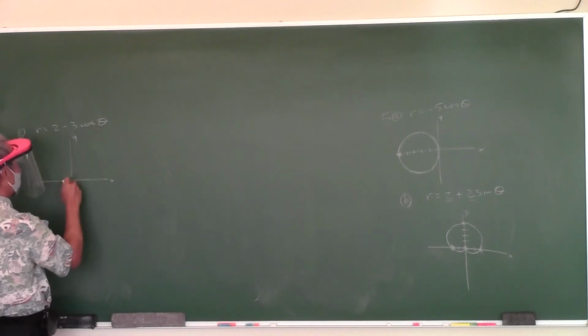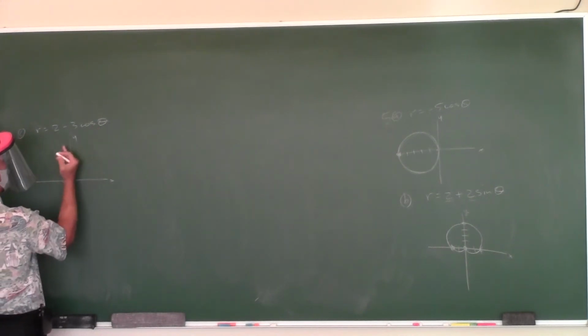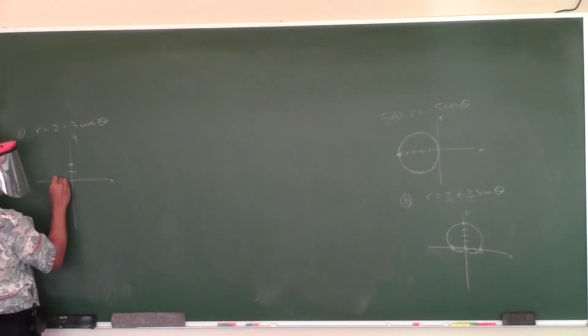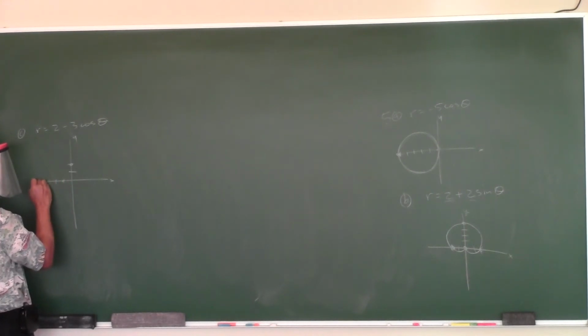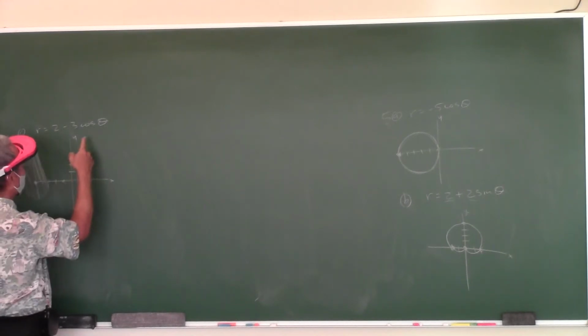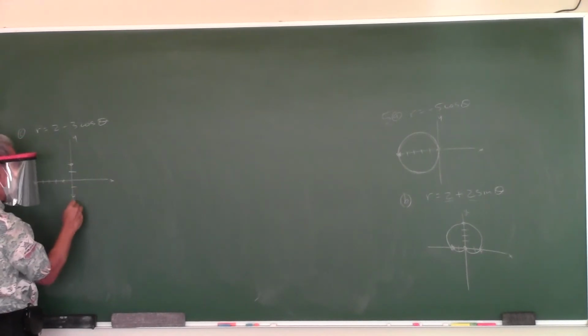If you plug in 0, you get -1. Plug in pi over 2, you get 2. Plug in pi, you get 5. 1, 2, 3, 4, 5. And again, you got to go in the direction of the angle now. Plug in 3 pi over 2, you get 2.